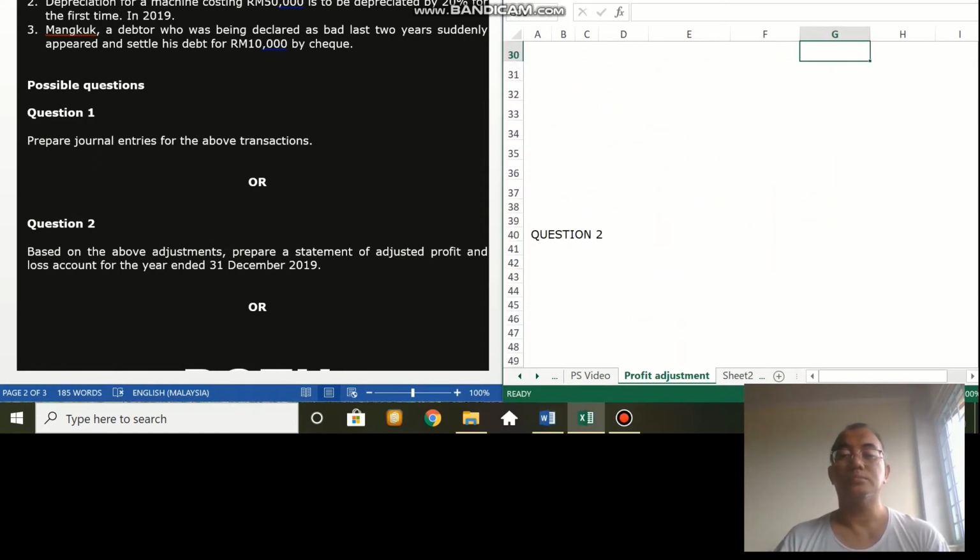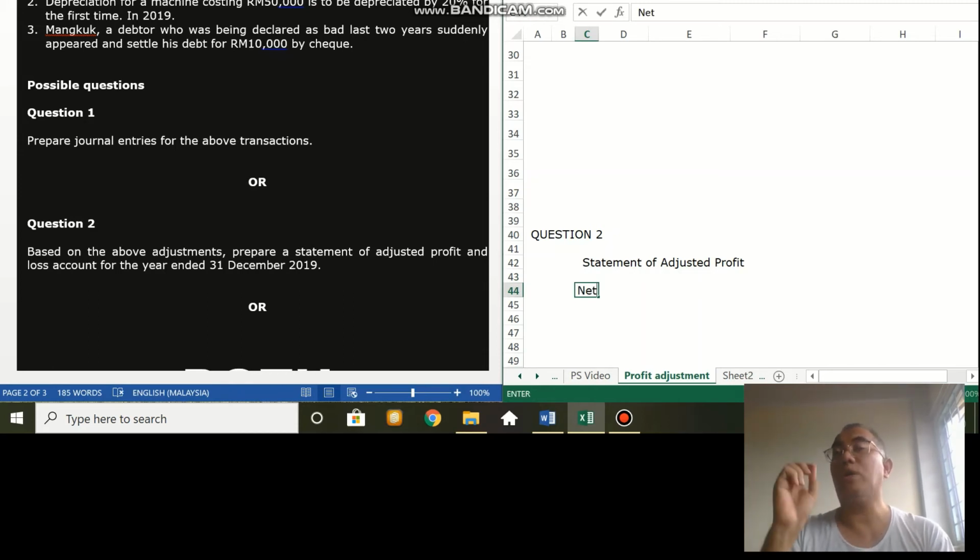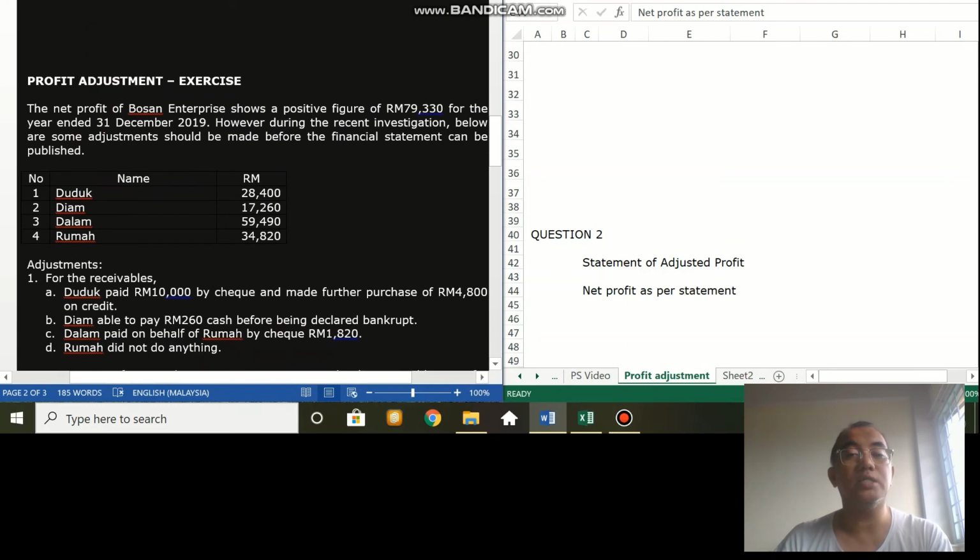Okay, so I prepared this question number 2. So I put here statement of adjusted profit. First, when I want to adjust the profit, I need to know how much profit I have gotten before this. So the profit that I've got before this, net profit as per statement, the one that you have calculated before you do your adjustment, is this one, 79,330 here.